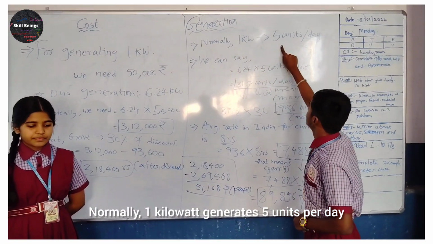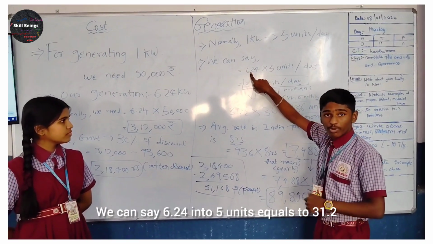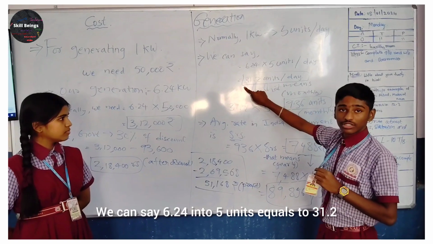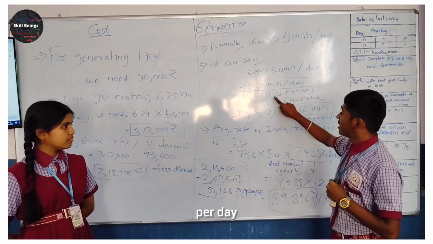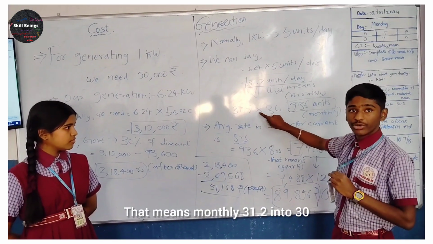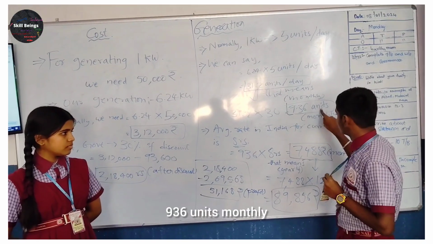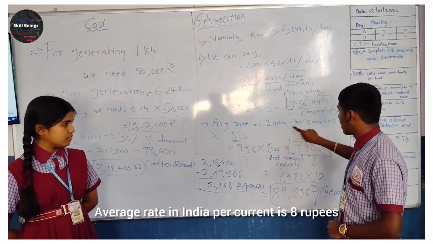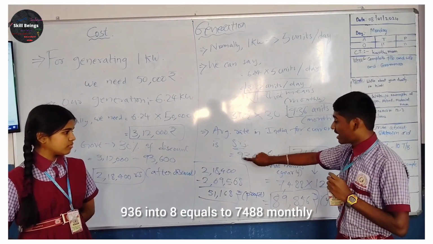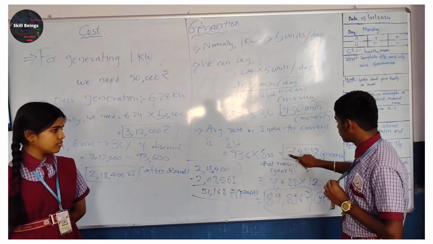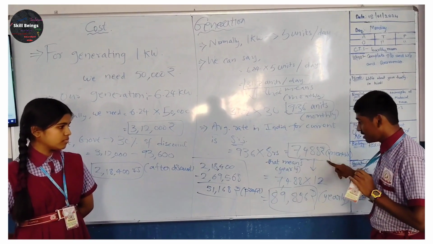Normally 1 kilowatt generates 5 units per day. We can say 6.24 into 5 units equals 31.2 per day. That means monthly 31.2 into 30, 936 units monthly. The average rate in India for current is 8 rupees. 936 into 8 equals 7,488 monthly.